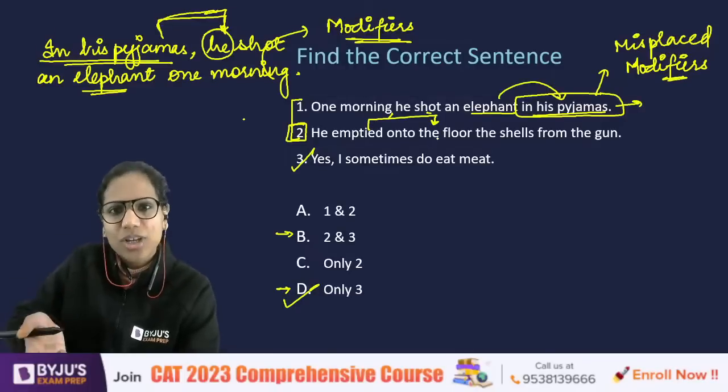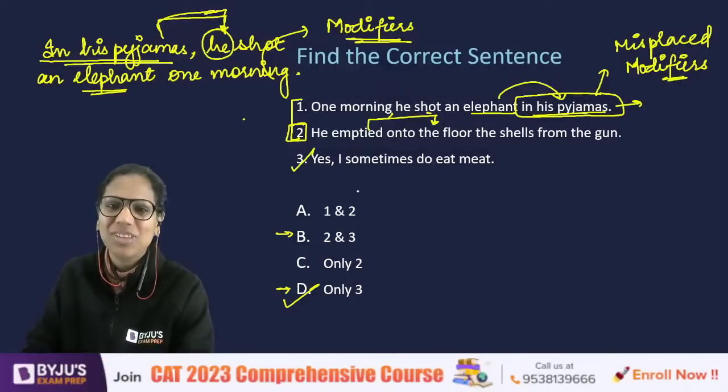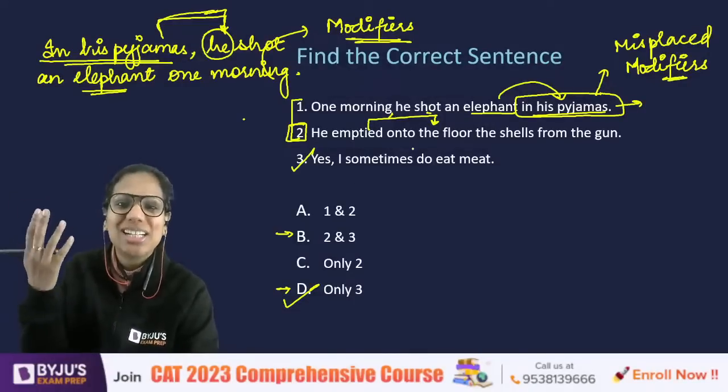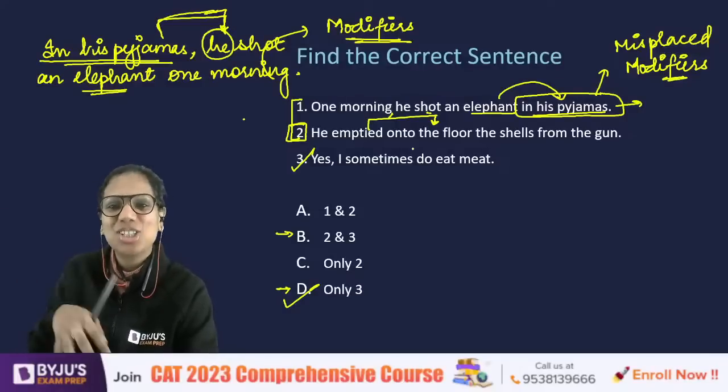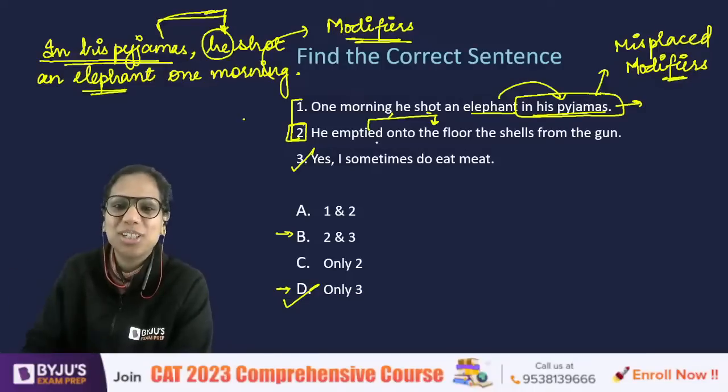He emptied himself onto the floor. See, just imagine this. He emptied onto the floor. I mean, one picture that I get is as if he's vomiting. One picture that I get is that he somehow emptied onto the floor. I don't know how that's humanly feasible. So this is the error here.